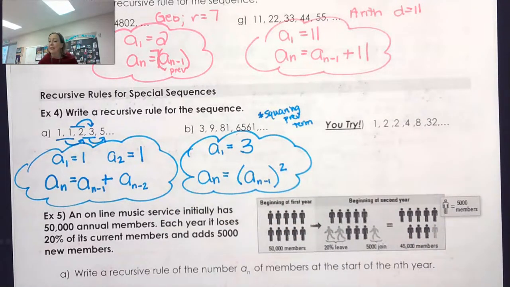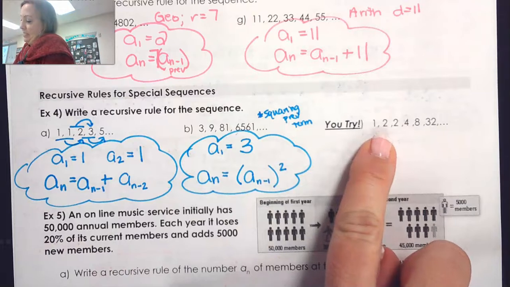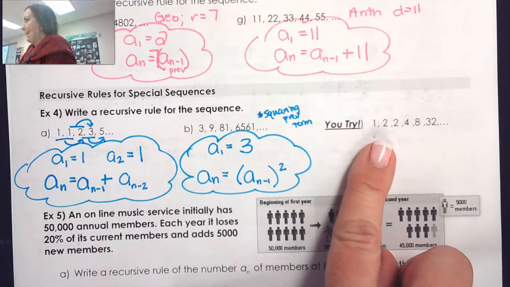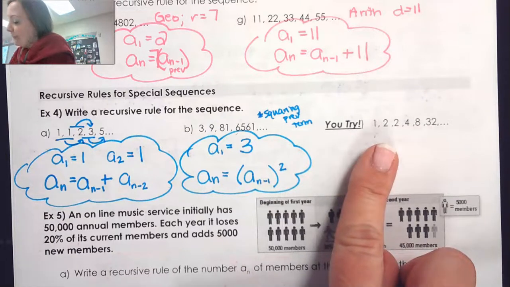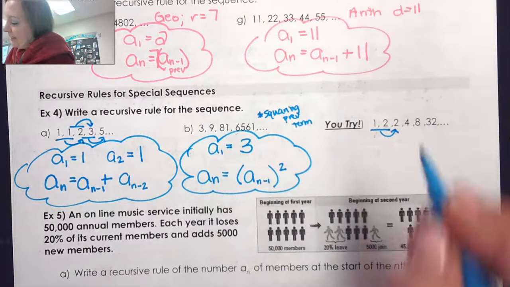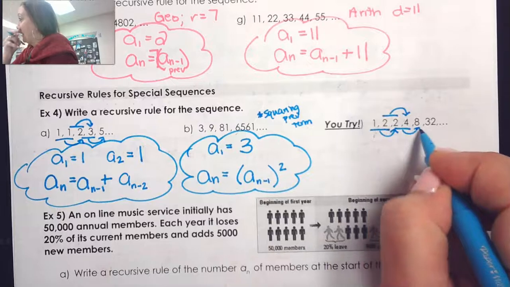Can you guys find the pattern in the next one? What does it look like we're doing here? Anyone see it? Oh, I'm hearing it. Multiplying. Do you guys see how we're taking these and multiplying to get this?